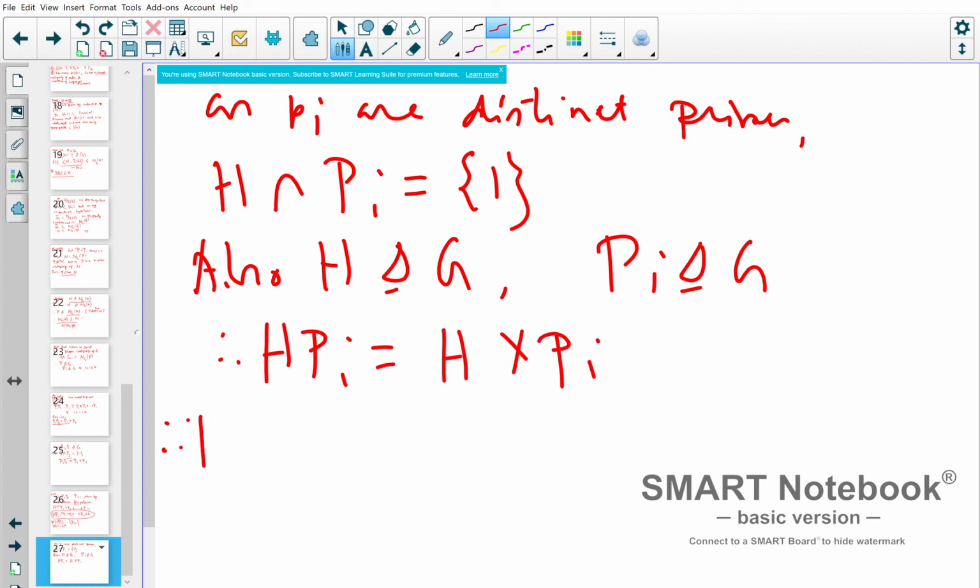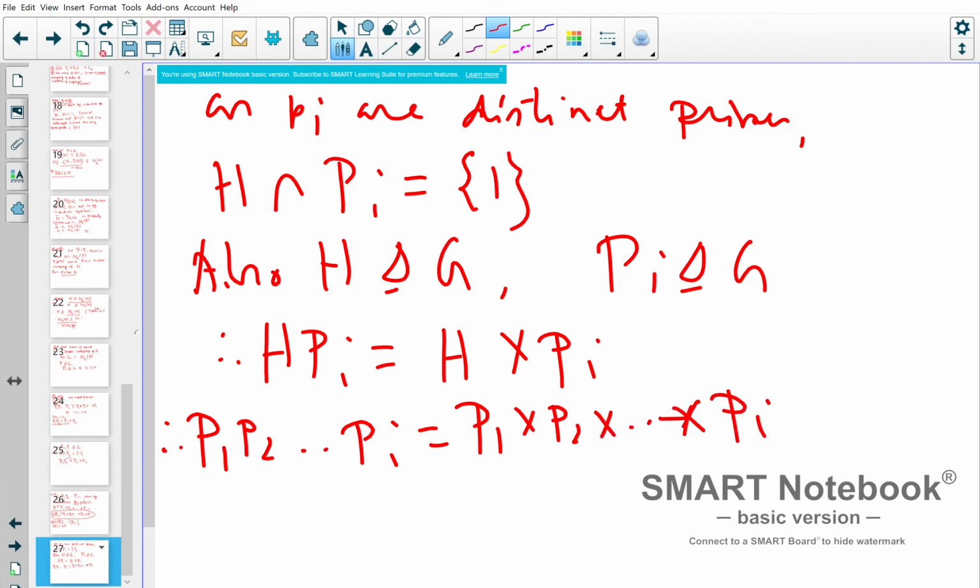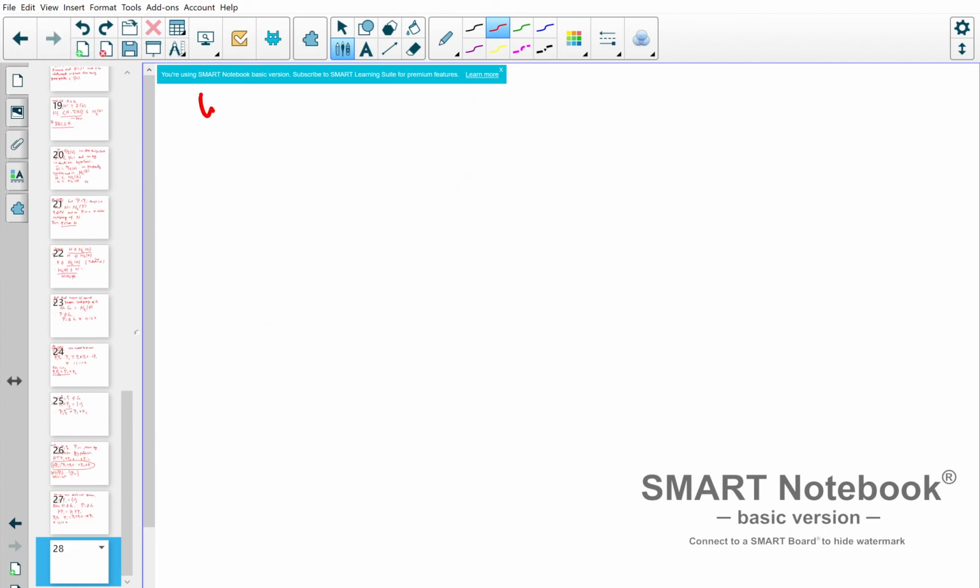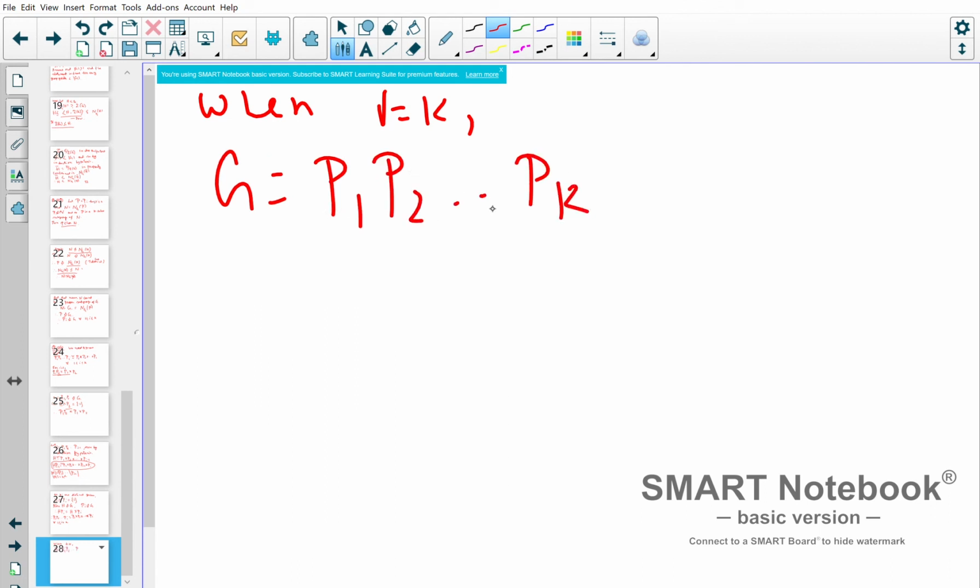And hence, what do you prove? You just prove that P1 P2 ... P_i is nothing but P1 direct product P2 direct product ... P_i, right? And this is for all i between 1 and k. So, in particular, when i equals k, then what happened? Then the left hand side G will be equal to P1 P2 ... Pk, and this is isomorphic to P1 direct product P2 direct product ... Pk.